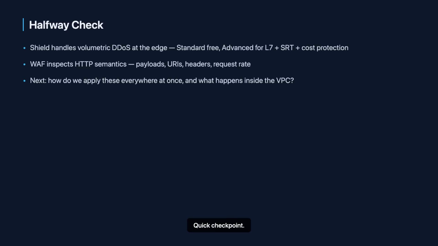Quick checkpoint. Shield handles volumetric DDoS at the edge, with Standard always on for free and Advanced adding Layer 7 protection, the response team, and cost protection. WAF inspects HTTP semantics, payloads, URIs, headers, and request rate. Now 2 scenarios remain. How do we apply these everywhere at once across an entire organization? And what happens once traffic actually gets inside the VPC? That's Firewall Manager, security groups, and network ACLs.